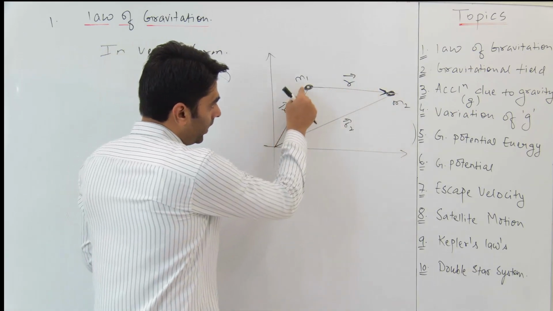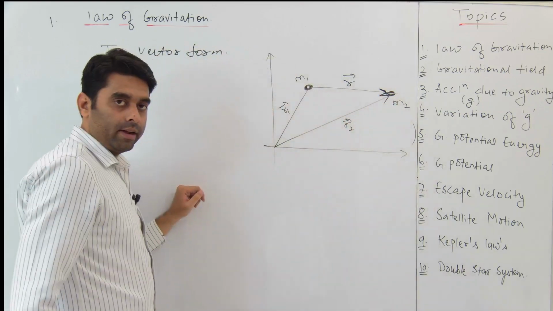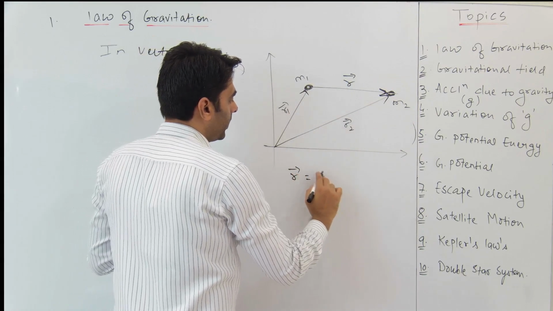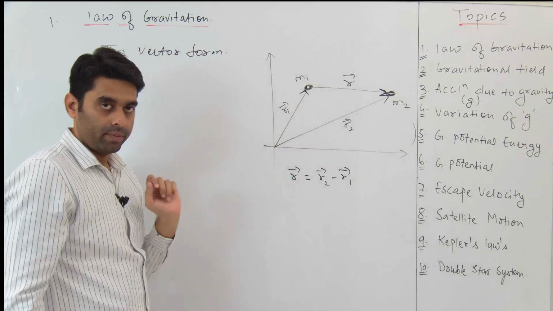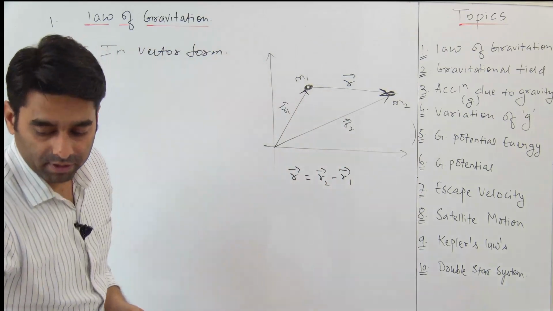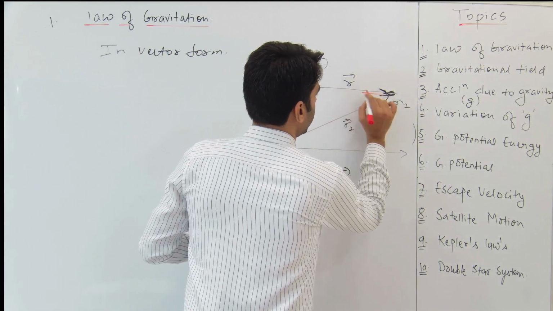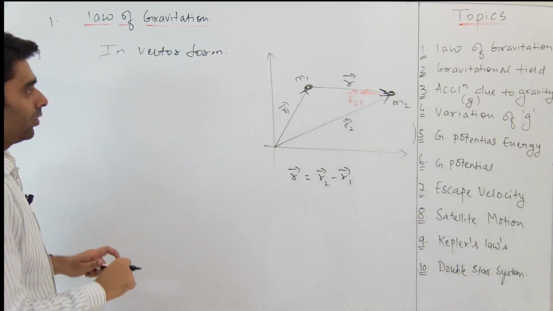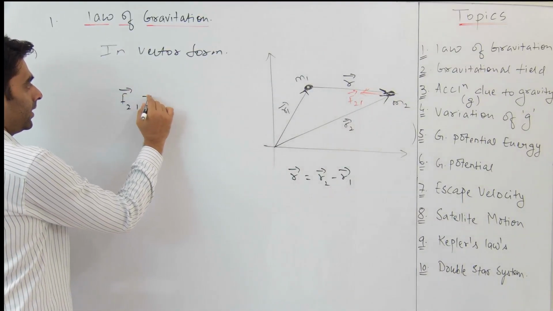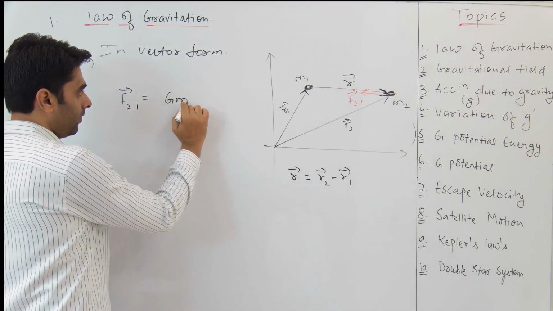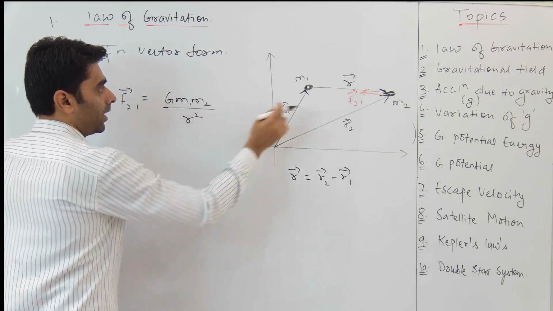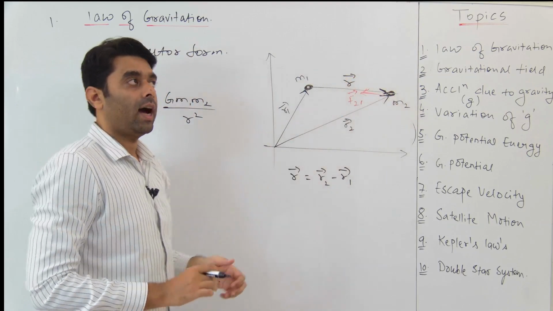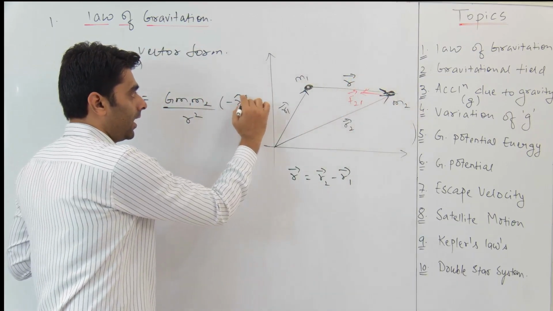What can we write? If we apply the triangle law of vector addition, we can write r vector will be r2 vector minus r1 vector. Now the force on the second mass will be acting in which direction? The force will be towards m1. This will be the force on 2 due to 1. Vectorially, the magnitude is G m1 m2 by r square, and the direction is opposite to the r vector, so I can write it as minus r cap.